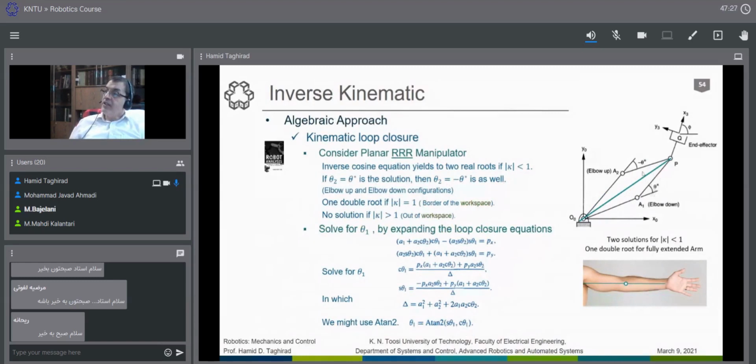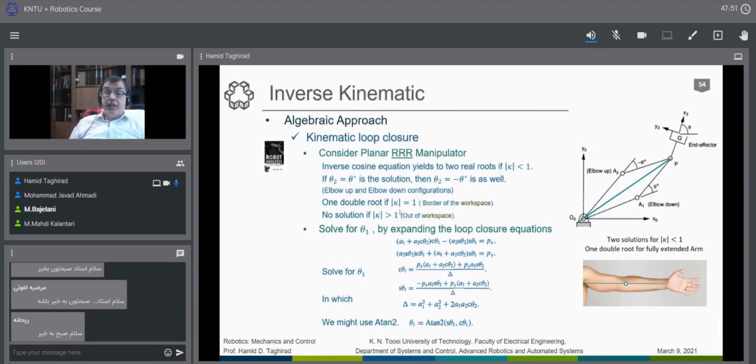If theta is the solution, here is the elbow up. Usually we use this one, but consider that elbow down is also a solution. We can reach the same point again with elbow down, which is theta equal to minus theta star. So we have two solutions for this.